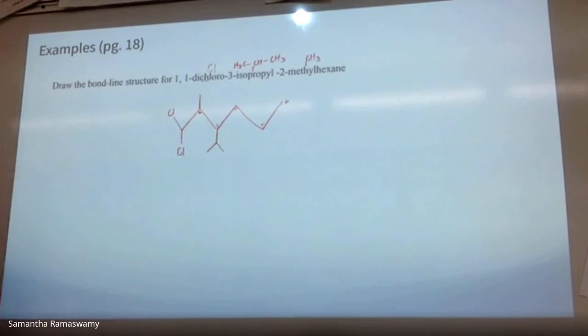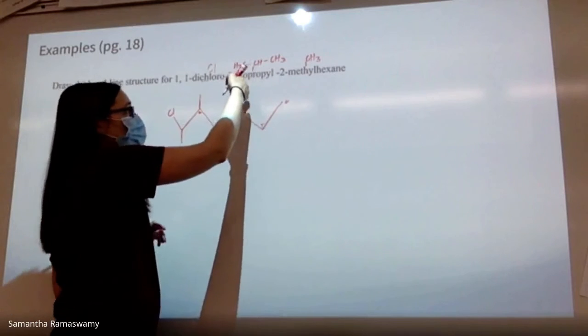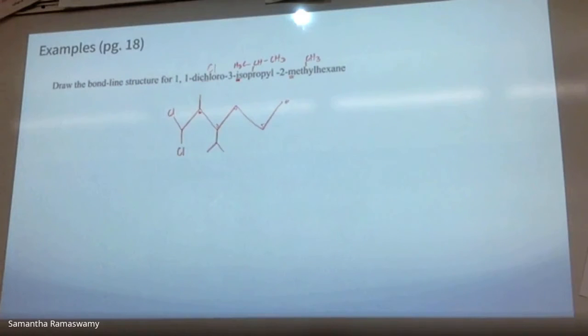Chloro, right? Di doesn't count in the prefix. Chloro came first. Iso counts, so I, and then M. It's not numeric, it's alphabetical.